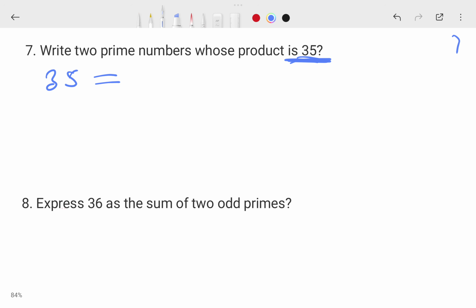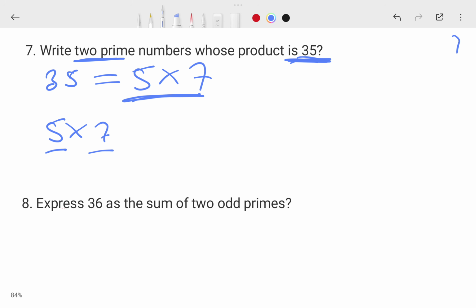So let's think of prime numbers. 5 is a prime number, yes, 7 is also a prime number. If you multiply 5 and 7, it is going to be 35. Simply the answer is 5 and 7. Why? Because we need two prime numbers. 5 is a prime number, 7 is also a prime number. We have two prime numbers, and when you multiply these two prime numbers, the answer is 35. You have to take two prime numbers and multiply them. After the multiplying, the answer has to be 35. So if you multiply 5 and 7, your answer will be 35. So this is your answer.